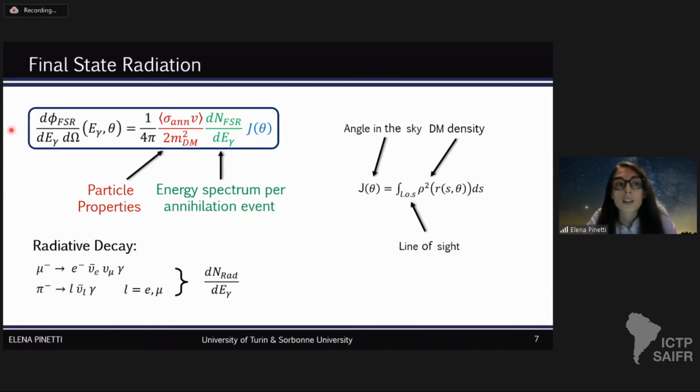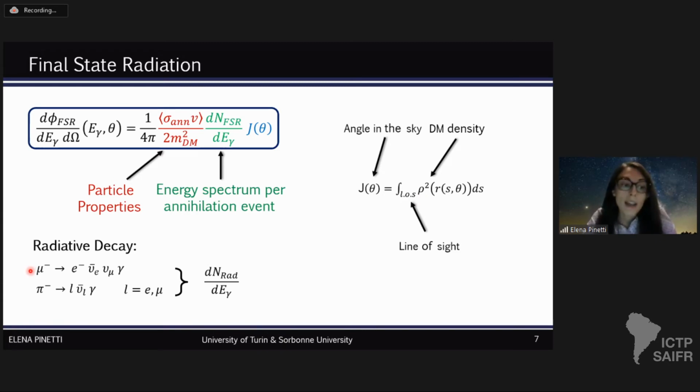So the differential flux of the final state radiation has a very well-known expression. There is a dependence on the particle properties, mass and annihilation cross-section. Then we need to take into account also the energy spectrum per annihilation event. And finally, if we look in a certain direction theta in the sky, we observe all the photons coming along the line of sight. Therefore, we need to include also the so-called J factor, which is the integral over the line of sight of the squared dark matter density distribution. Squared because in our analysis, we consider annihilating dark matter. And we use an NFW dark matter profile.